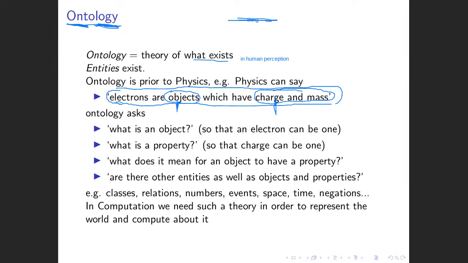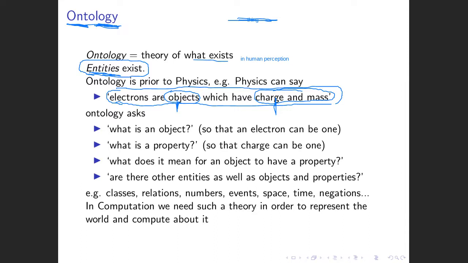So rather than talk about things, we are going to talk about entities. And this is a definition. You can see it is written in italics. That means it's a definition. So an entity exists. Okay? That's the definition of an entity.